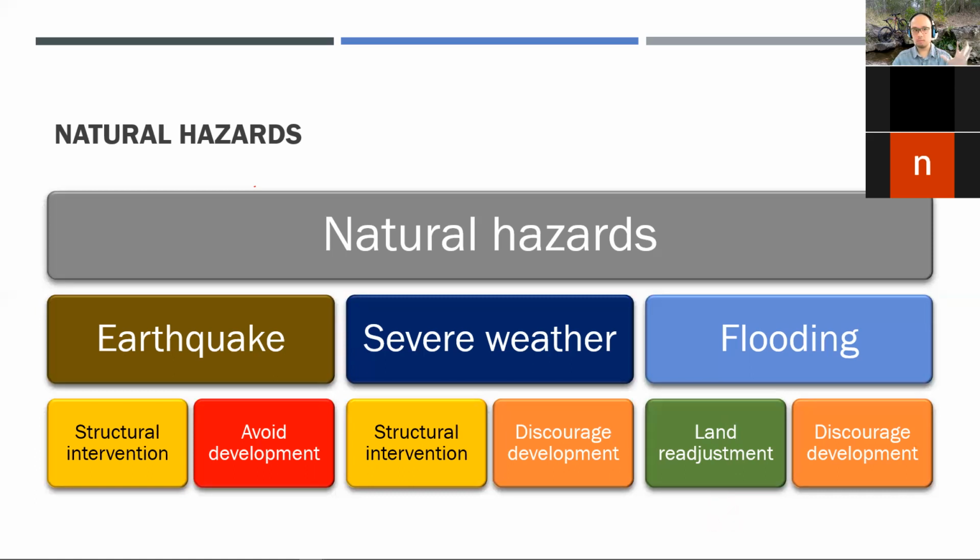So in this case, if you find out that your site is natural hazard prone, maybe the best step to take would be to avoid development. But if you can't avoid development, then the second best option would be to introduce structural interventions. Or you can discourage development, or you can reduce the development intensity of that area.